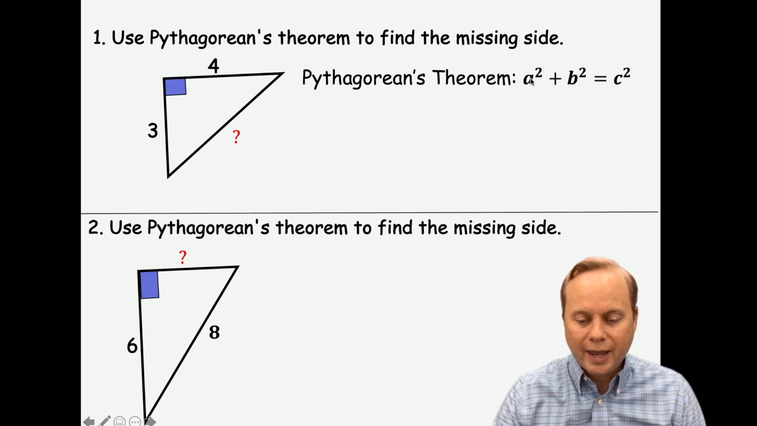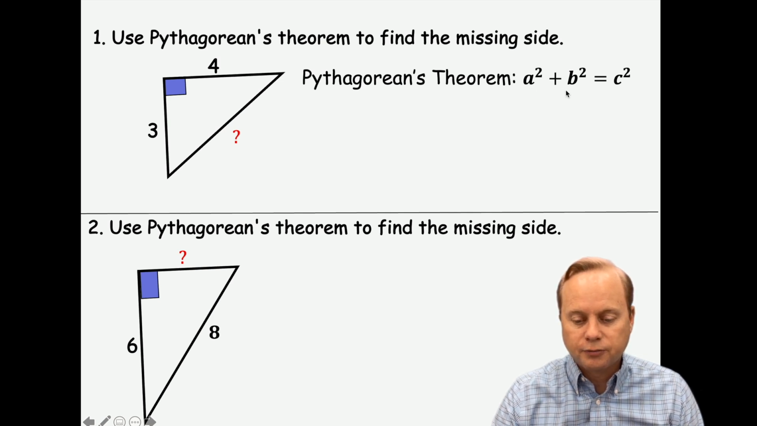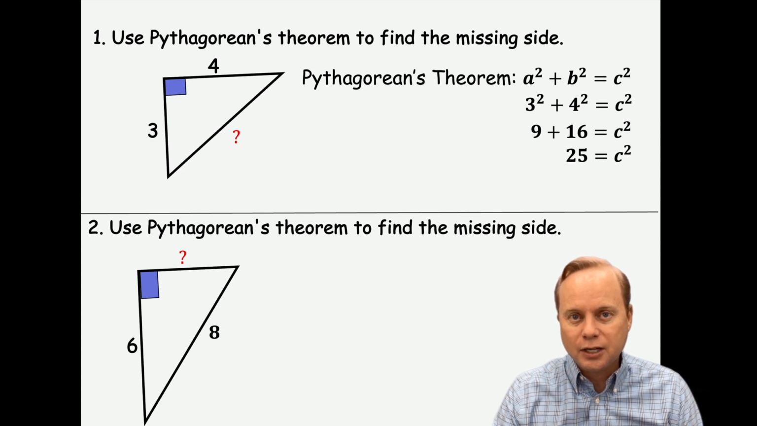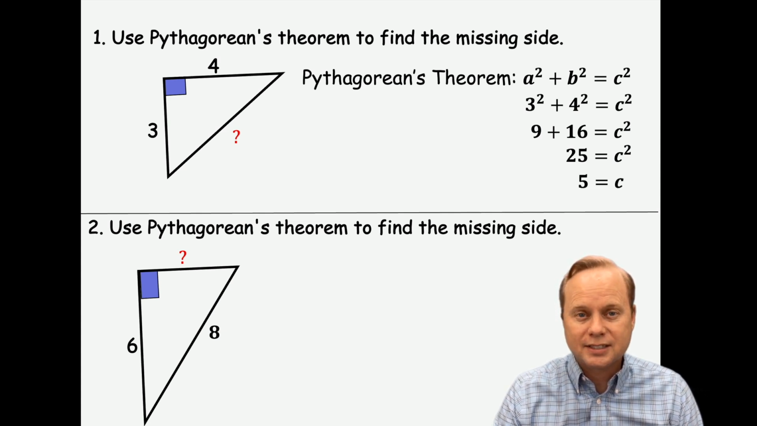So we know a squared and we know b squared, right? 3 and 4. So I'm just going to plug in 3 for a, 4 for b. It doesn't matter because it's addition, so it doesn't matter what order it's in. So 3 squared is 9, 4 squared is 16. So we have 9 plus 16 equals c squared. So 9 plus 16 is 25. 25 equals c squared. C is going to equal plus or minus 5.